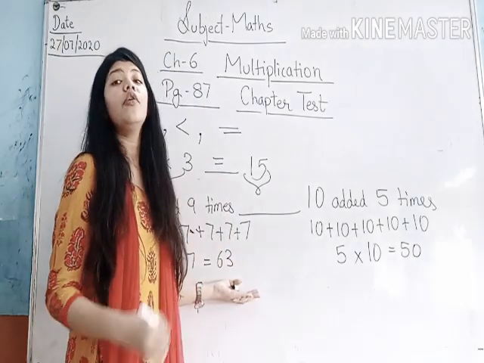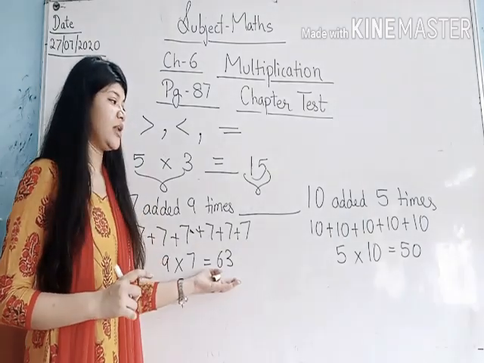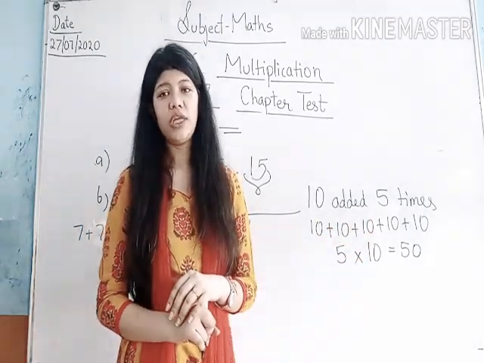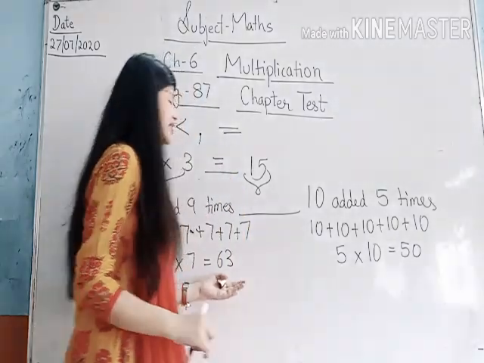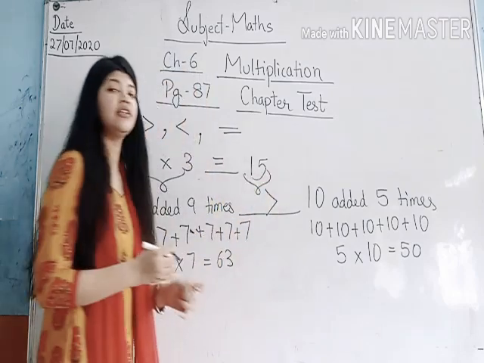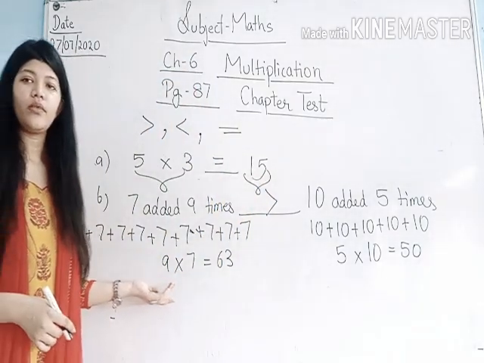63 is bigger. Why 63 is bigger? Because there are 6 tens at the tens place, and in number 50 there are 5 tens at the tens place. Yes. So 6 tens is greater than 5 tens. So we will put greater than sign. Okay. Is this clear? Yes.